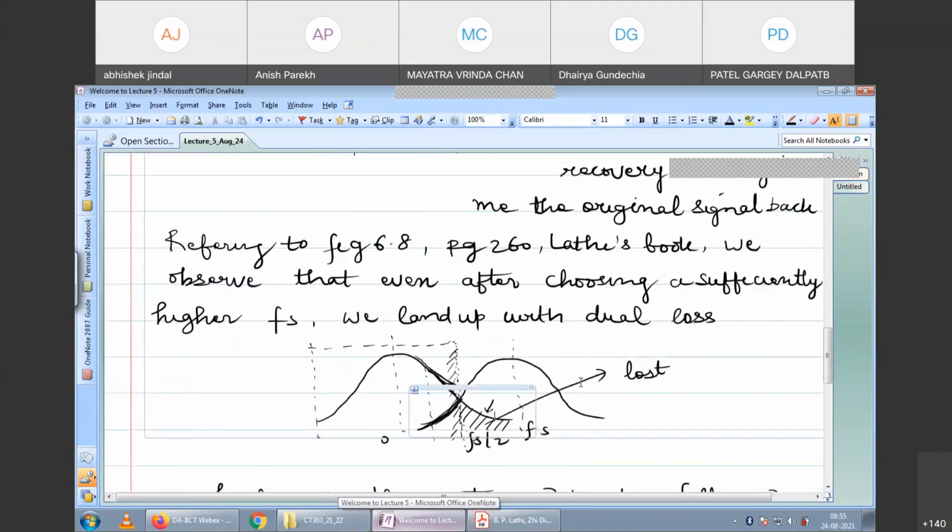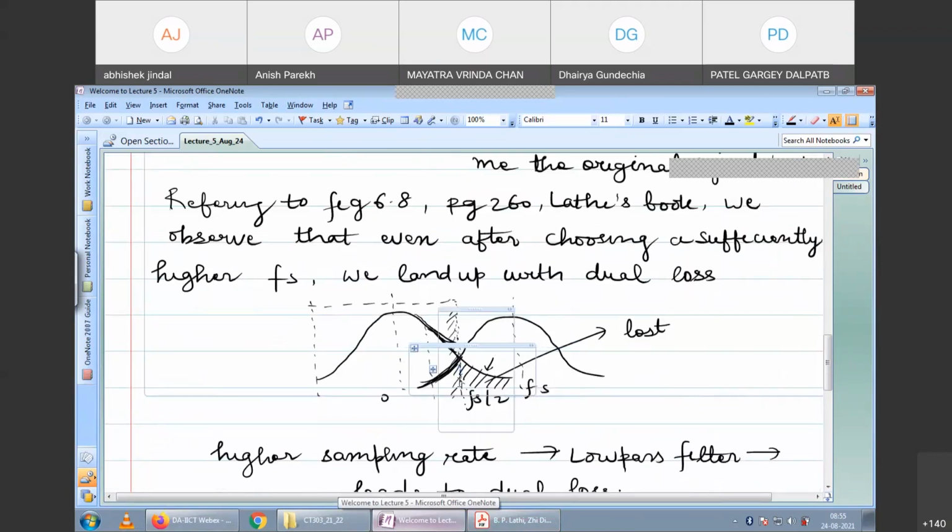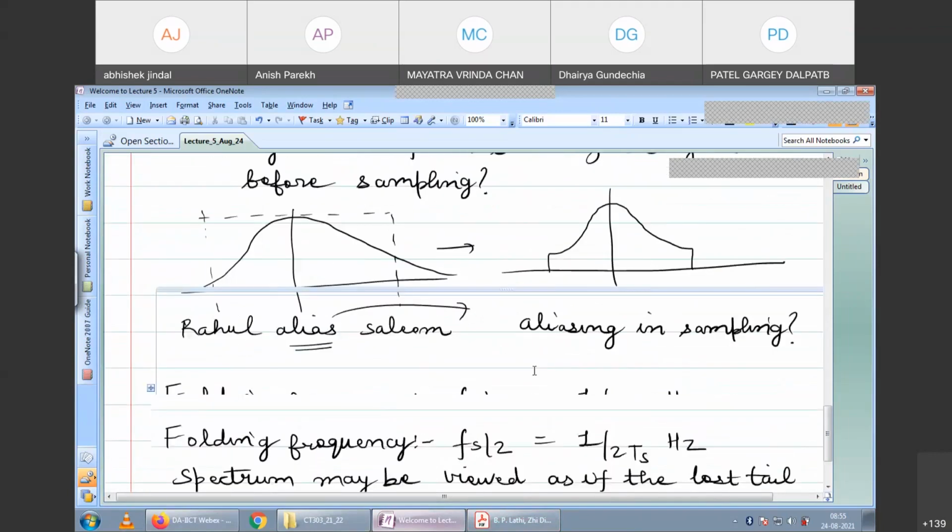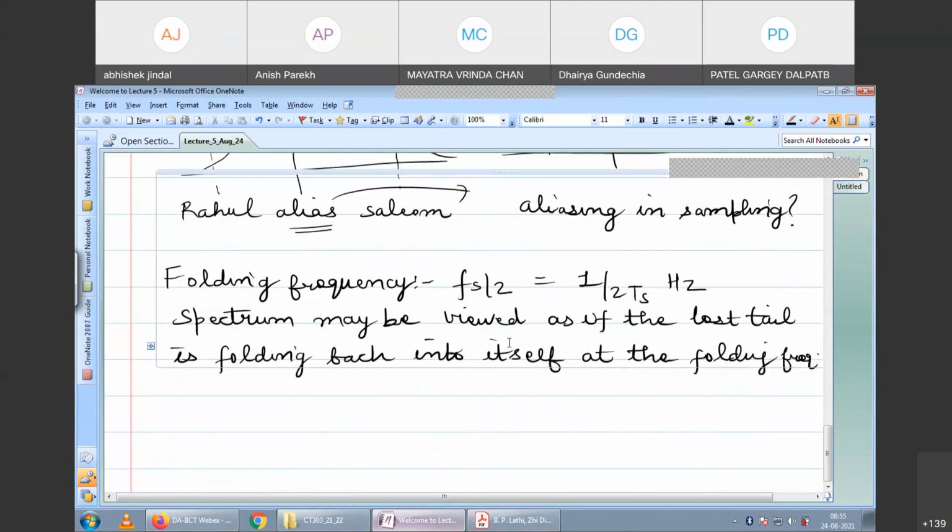So at this point, if you view this remaining tail, you will find that it has now folded back. And after folding back, this is distorting the low frequency component. So this is nothing but the folding frequency.